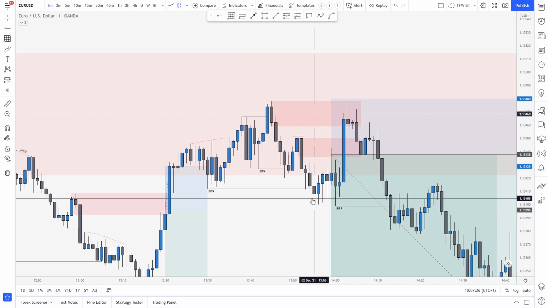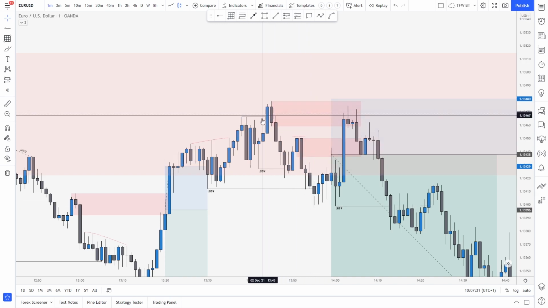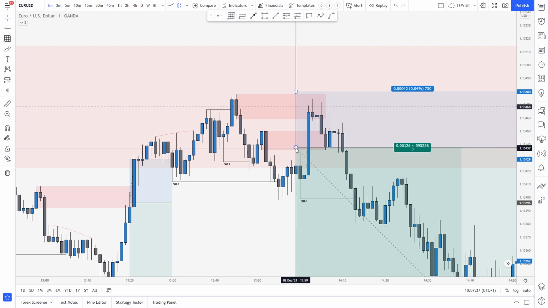Okay, but what actually broke the most recent higher low? It was this structure right here, or this supply. But pretty much I consider that the supply that broke the structure was this one, and hence why I actually took my trade from here.